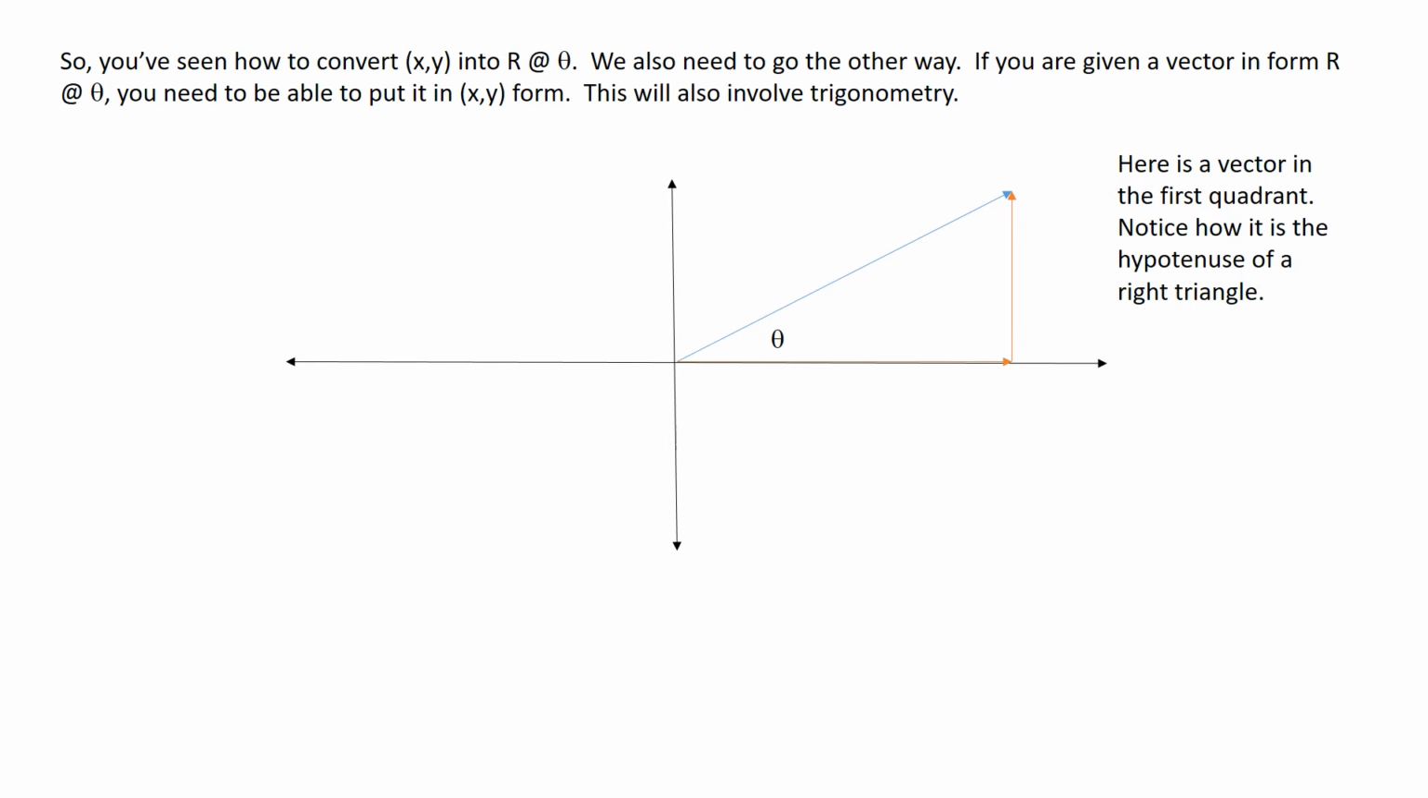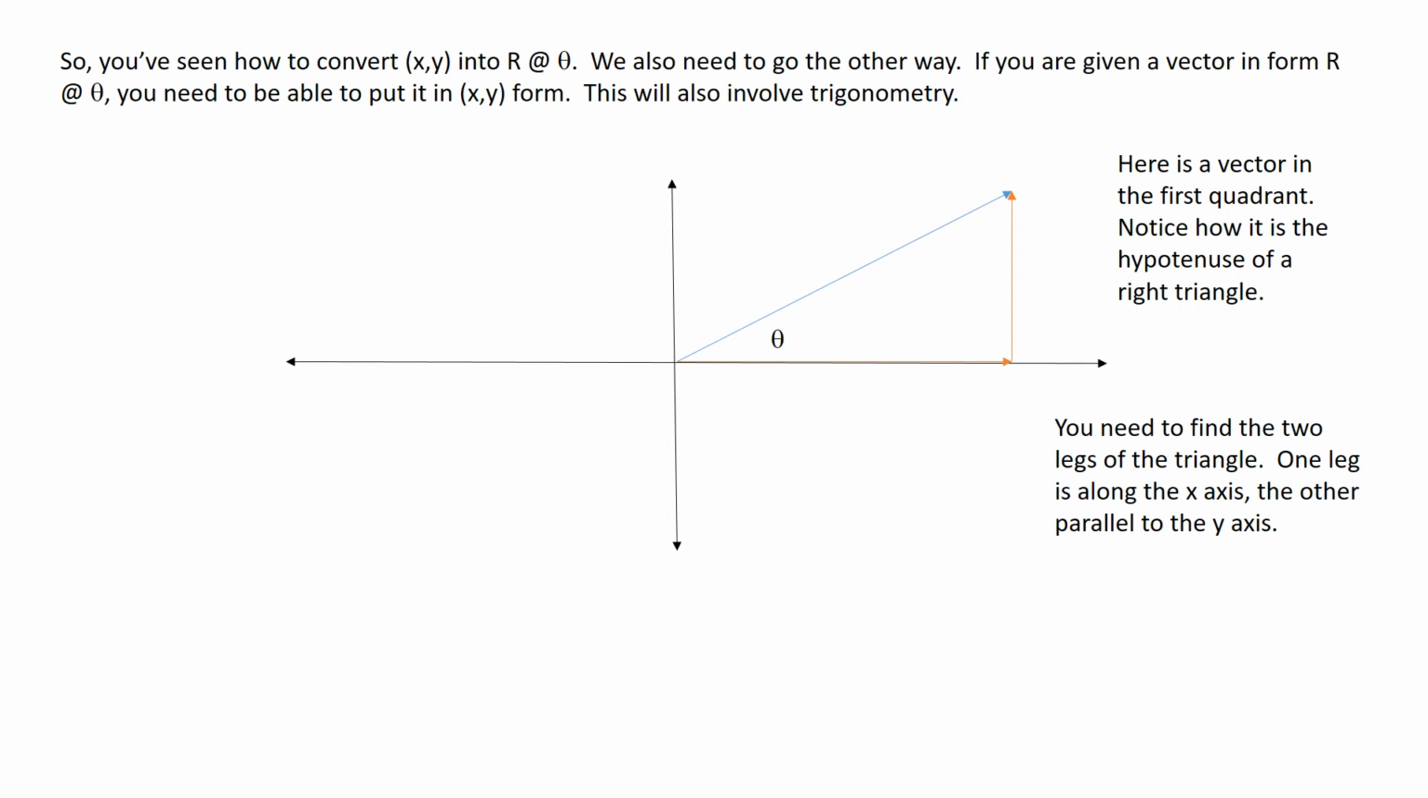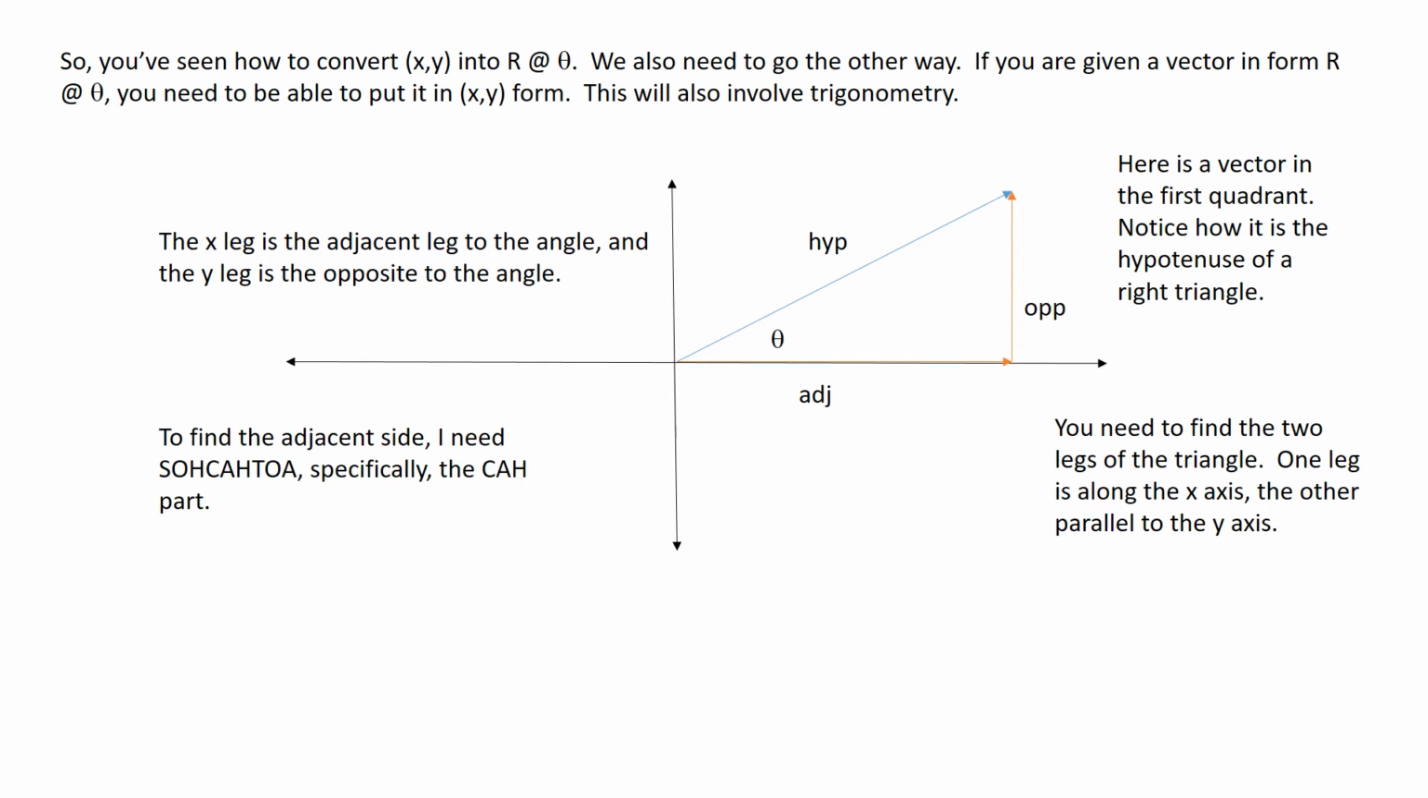Here's a vector in the first quadrant. Notice how the hypotenuse is part of a right triangle. I need to find the 2 legs of the triangle. One leg is along the x-axis, the other is parallel to the y-axis. The x leg is the adjacent leg to the angle, and the y leg is the opposite leg to the angle. There's the adjacent and the opposite, and then I have the hypotenuse.